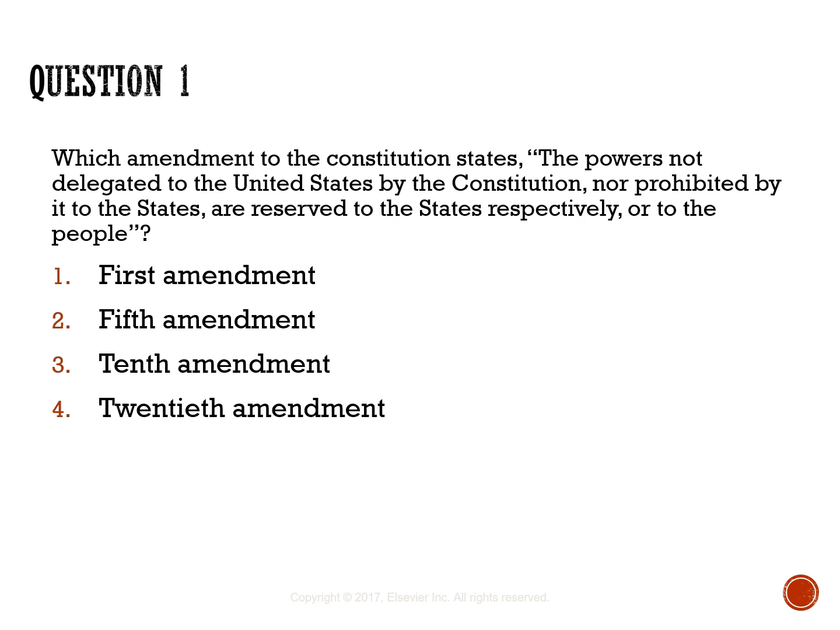Which amendment to the Constitution states the powers not delegated to the U.S. by the Constitution nor prohibited by it to the states are reserved to the states respectively or to the people? Is it the First Amendment, the Fifth, the 10th, or the 20th? The answer is 3. It's the 10th Amendment. This means that the powers of the state government include anything and everything that is not specifically described as being a power of the United States.